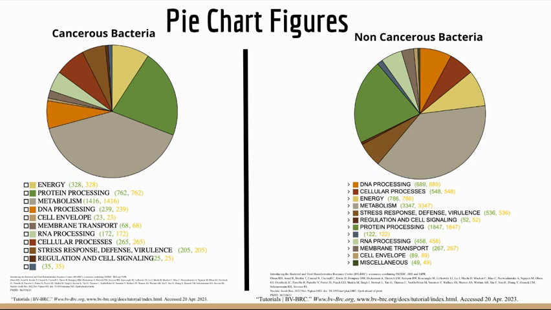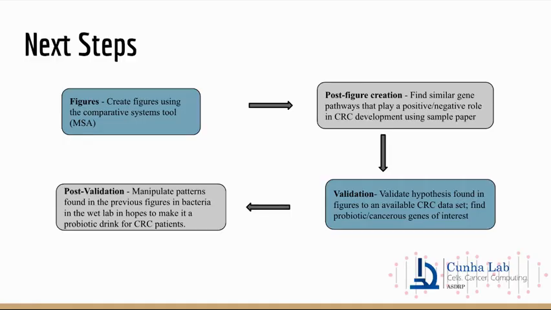Some future steps we hope to take is to create more models with both genotypic and phenotypic data using probiotic bacteria to find specific genes of interest. We are also currently working on creating an MSA model, which is a multiple sequence alignment model, which will help us align our cancerous and non-cancerous bacteria to help us further determine the answers to our research questions. We also hope to gather more research and information that can ultimately help the wet lab create a probiotic drink against colorectal cancer.